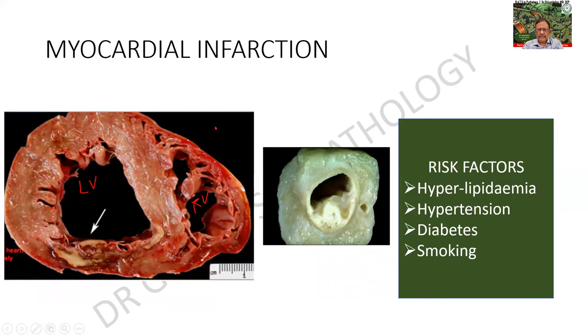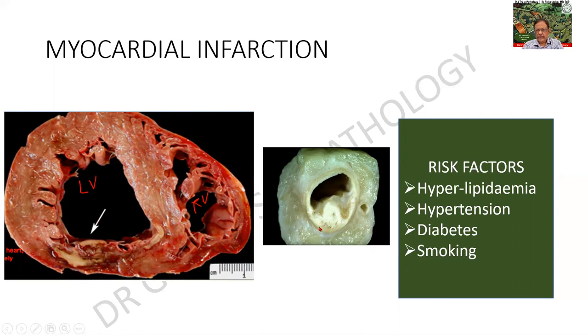Myocardial infarction, extremely important. This is obviously a post-mortem specimen of the heart. So I find that there are some pale gray-white areas, very well demarcated. This is an example of a white infarct pointed out by means of the arrow. This can occur whenever there is an occlusion of the ostia of the coronary arteries, which are seen over here.